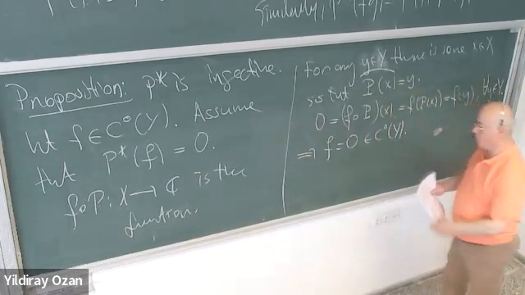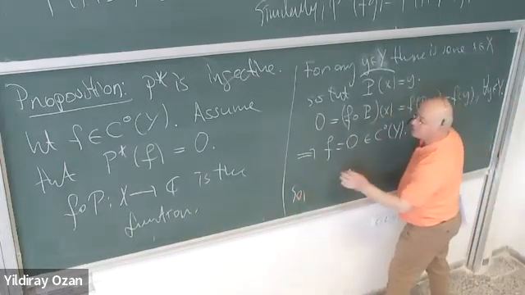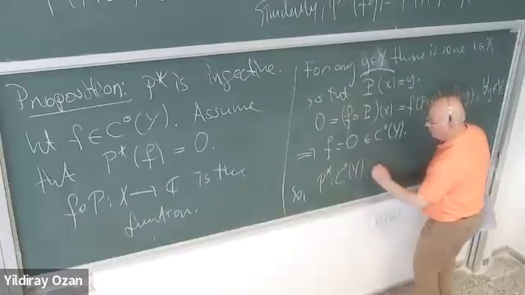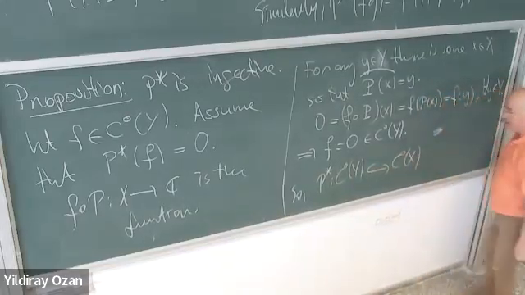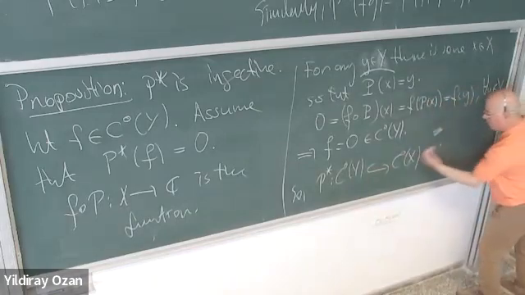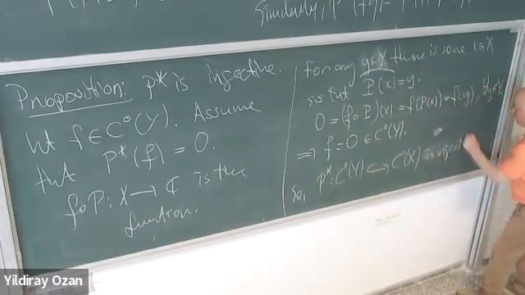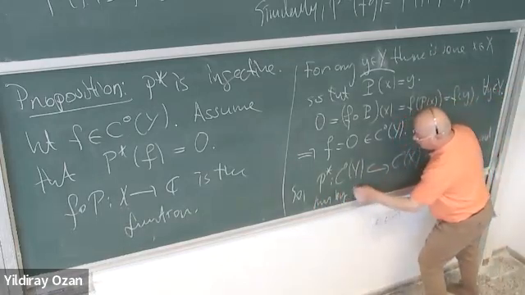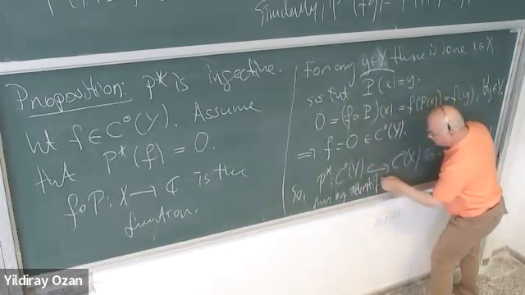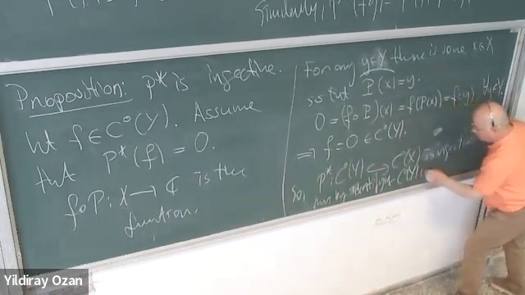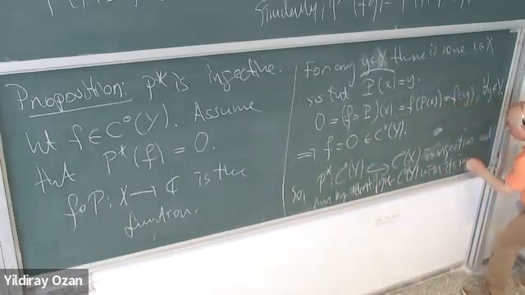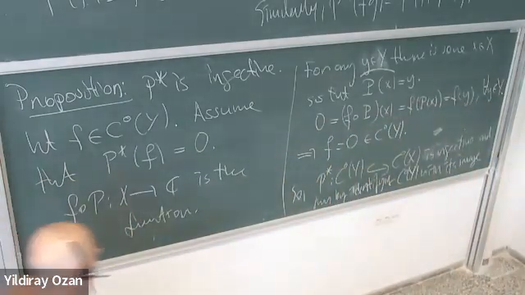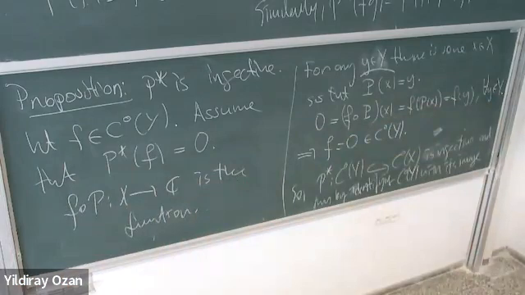So what does this mean? This map p star just maps C0 Y into C0 X, and thus is injective, and thus by identifying C0 Y with its image, I may regard C0 Y as a subring of C0 X.